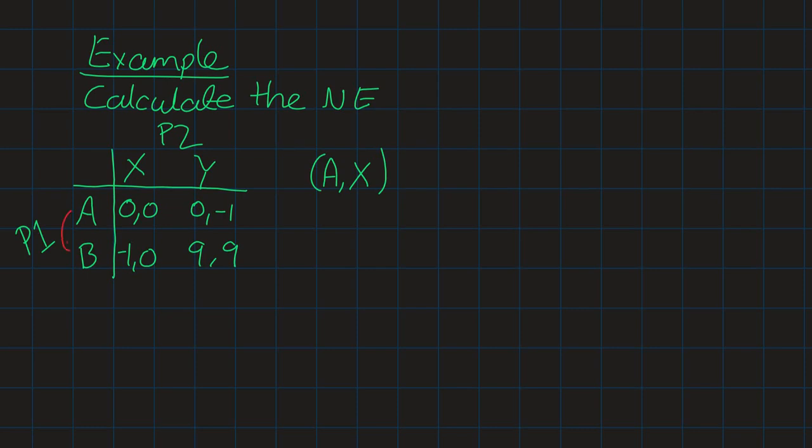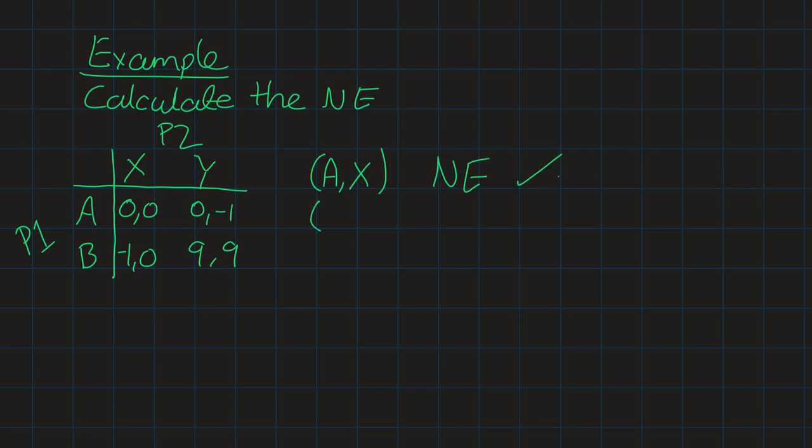If player 1 changes from A to B, they go from 0 to -1, which is not an improvement. It's actually, it gets worse. So player 1 is content. Player 1 does not want to change. If player 2 changes from X to Y, they go from 0 to -1, which again gets worse. So player 2 doesn't want to change either. So that means that this is a Nash equilibrium.